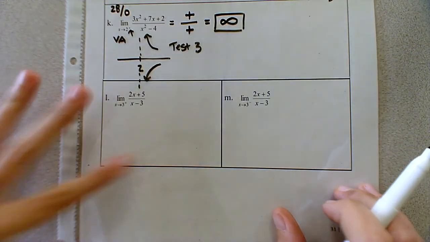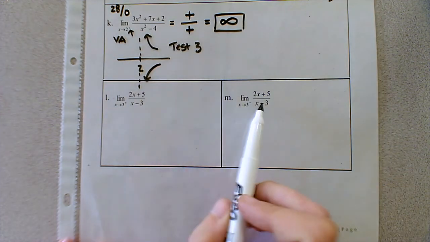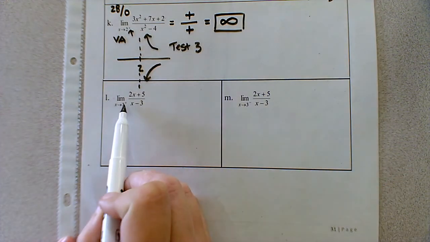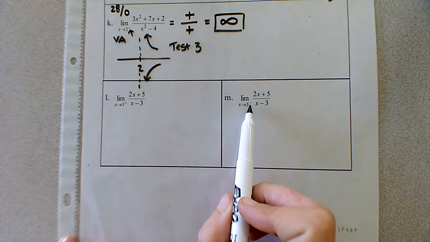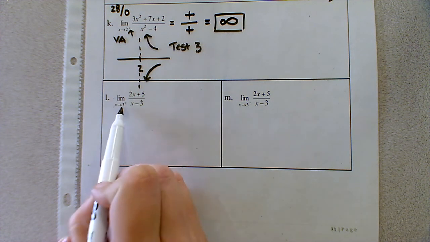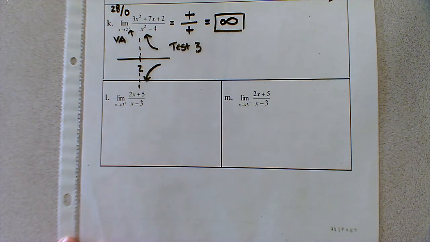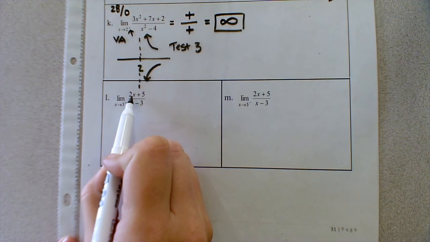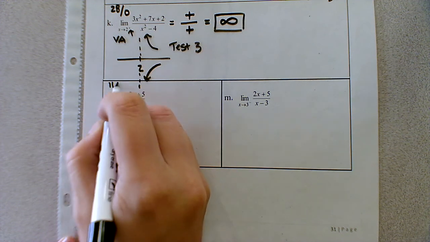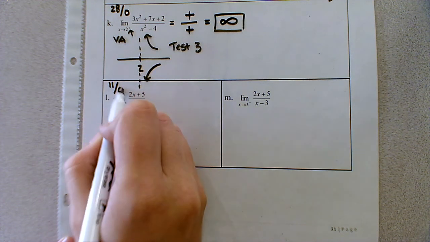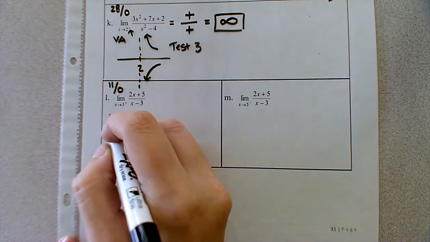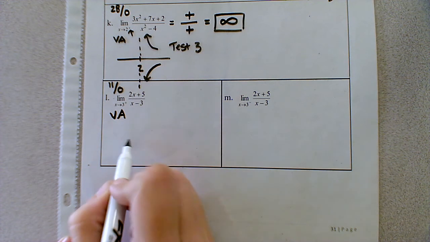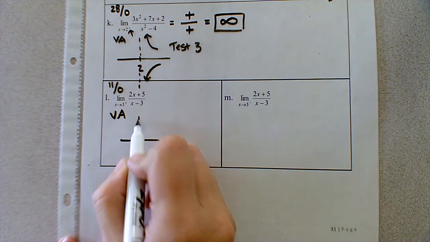The next two examples are pretty similar. Notice how we're dealing with the same function for both. It's just that one of them's from the right-hand side and the other one's from the left. So let's just go ahead and try direct substitution first. We always start off with that. So if I plug in 3, I'll get 6 plus 5, which is 11. And if I plug in 3 on the bottom, I'll get 0. So we now know we have another vertical asymptote at 3.